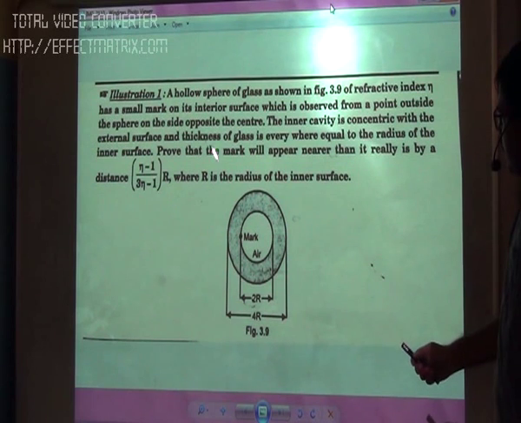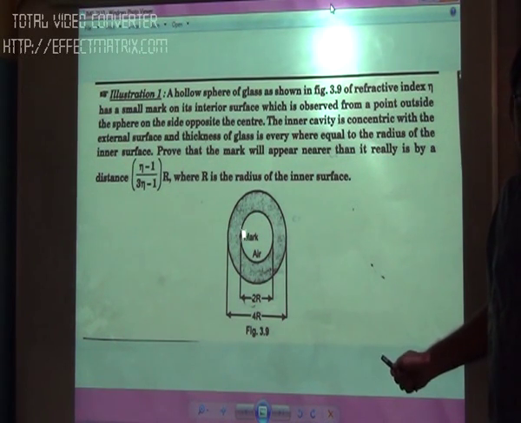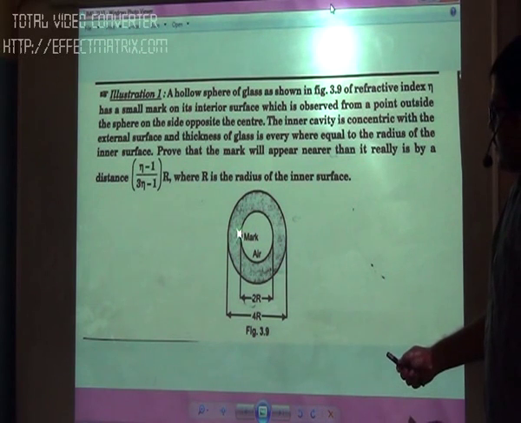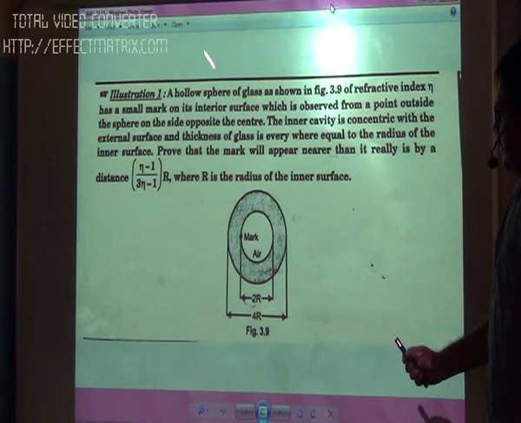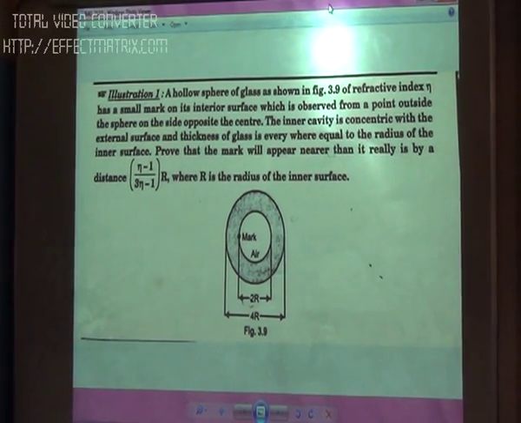Inside air and outside also air. Its refractive index is what? Neta. So is this a real object or virtual object? A mark is placed, a real material object it is. Real object. Okay, what happens to this? Let us see once. Okay, let us go with the question.